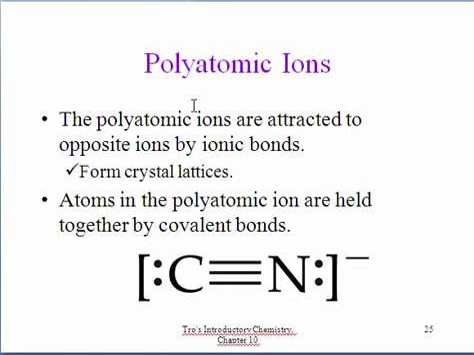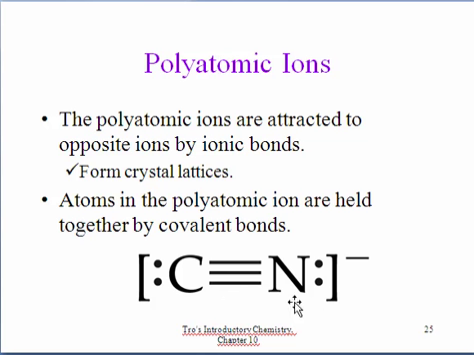Now, before we go any further, let's take a look at polyatomic ions. Polyatomic ions are ions made up of more than 1 atom. And how are these atoms held together? They are actually held together by covalent bonds, but they have an unequal number of electrons and protons, and so they have an overall charge.